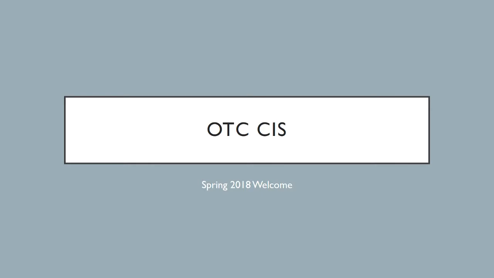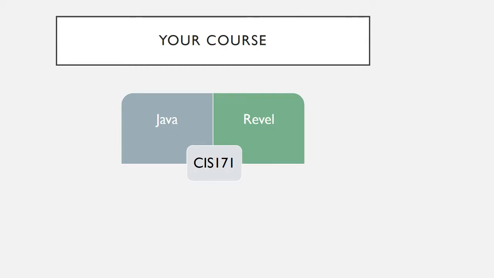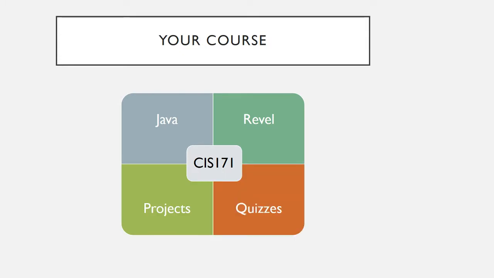We're here for CIS171, which is Java II. See several of you back from last semester. That's great. We'll be working with Java this semester again, and we'll continue to use our Revell licenses. Hopefully, we get everything worked out with Pearson and they give everybody access like they're supposed to. And we'll be working on projects and assignments, and of course, the dreaded quizzes, unit exams, all those wonderful things.